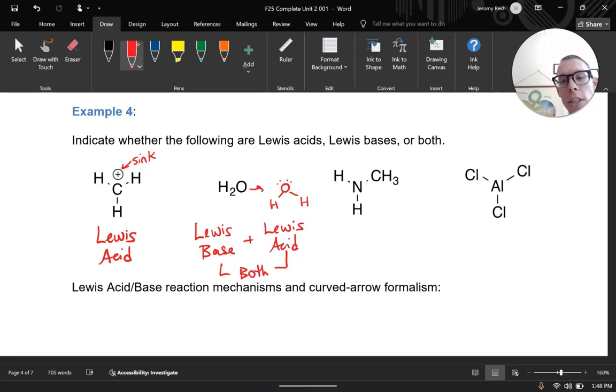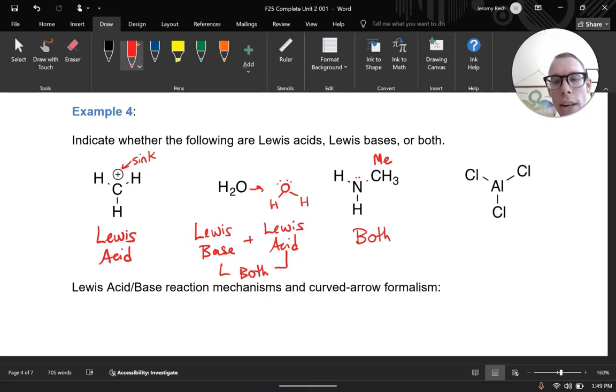Now let's look at this nitrogen species. I have a nitrogen with 2 hydrogens bonded to a methyl. This is sometimes written as Me. That's our CH3. Here we have a lone pair. That lone pair gives us the ability to be a base, and I have an H that I'm able to abstract as a proton. So for the exact same reasons as water, this can be both.